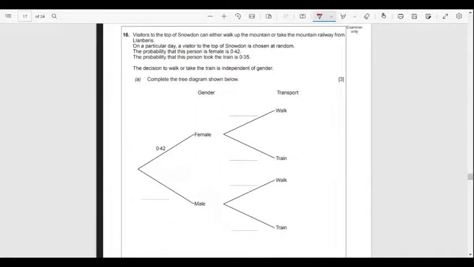Visitors to the top of Snowdon can either walk up the mountain or take the railway from Llanberis. On a particular day, a random visitor is chosen. The probability that the person is female is 0.42. The probability they take the train is 0.35. Complete the tree diagram. So all these probabilities need to add up to 1. So for 0.42, the other branch must be 0.58. We're told the chance they take the train is 0.35. So we can fill out this one down here. Therefore, the chance they walk is 0.65. Okay, next question.